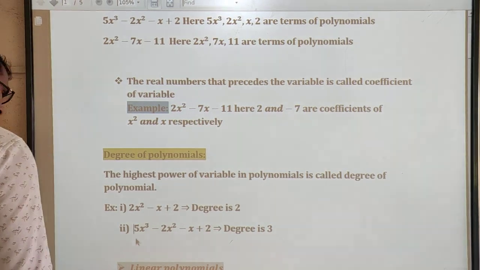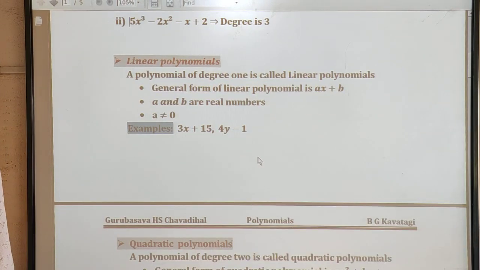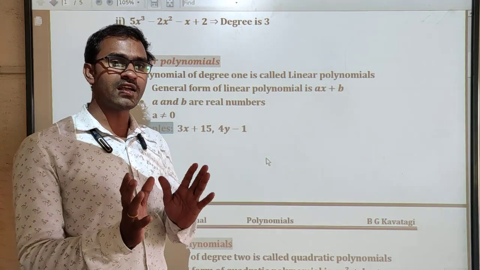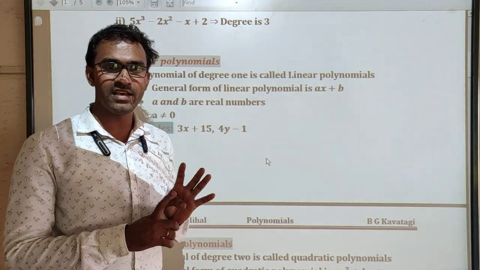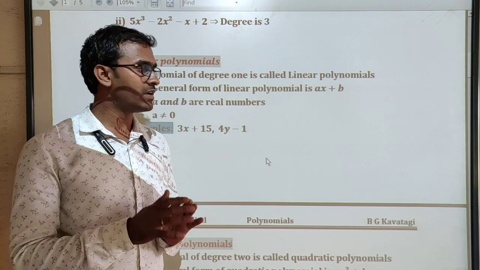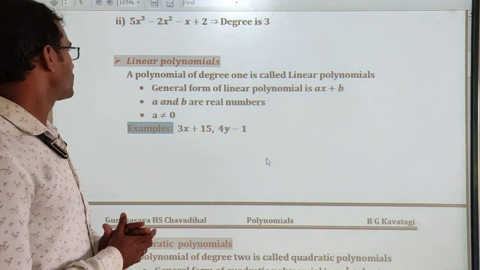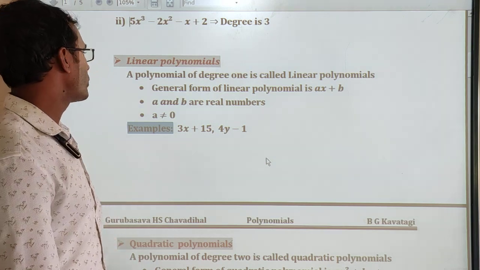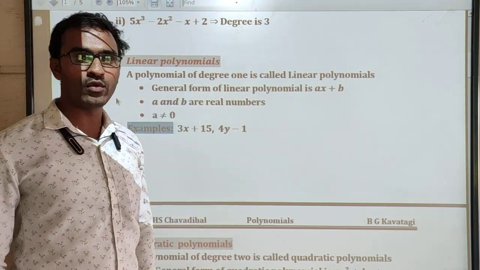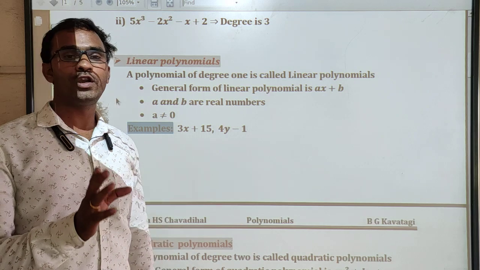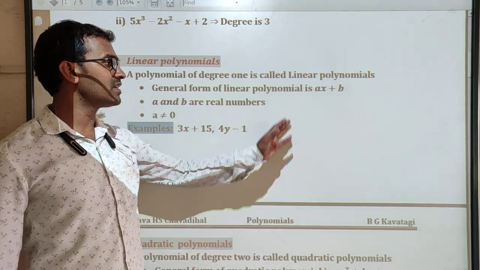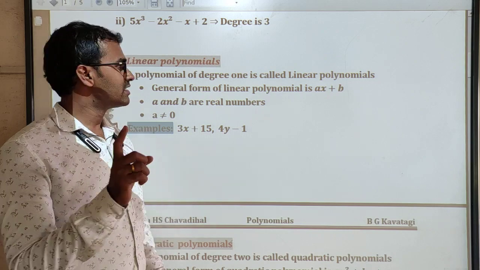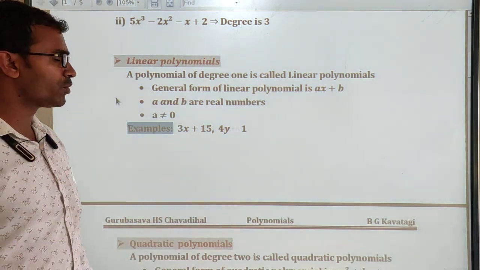The next concept: based on the degree of a polynomial, there are some standard polynomials like linear, quadratic and cubic. Let us discuss them one by one. The first one is the linear polynomial. A polynomial of degree 1 is called a linear polynomial. Means the degree of the polynomial is 1; such a polynomial is called a linear polynomial.